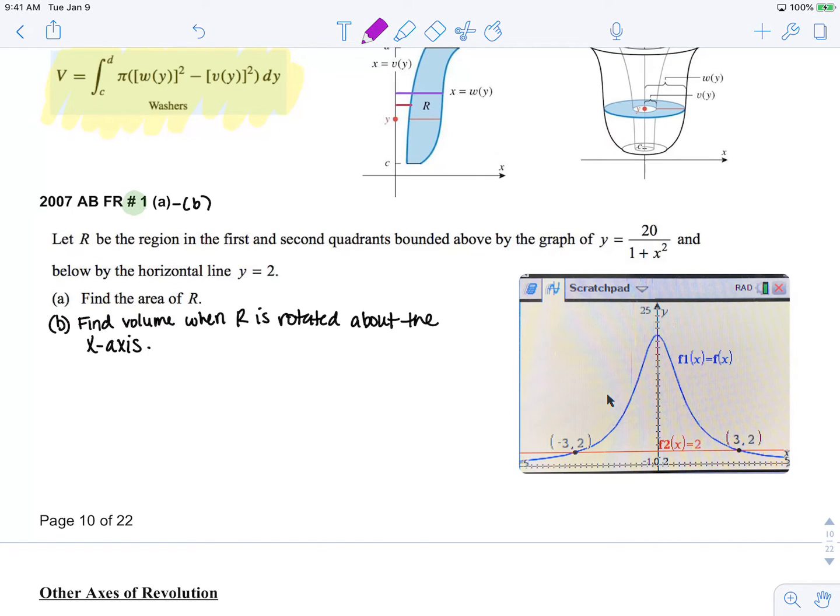I started by storing this function as f of x. I graphed f of x, and then I also graphed the line y equals 2. And I analyzed the graph to find these two intersection points.